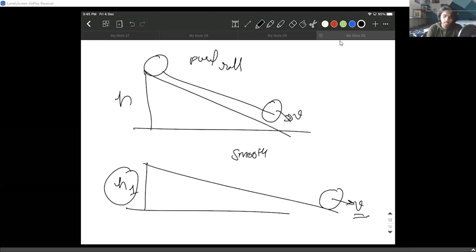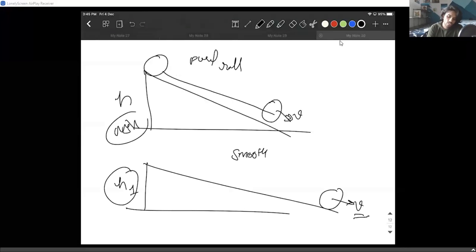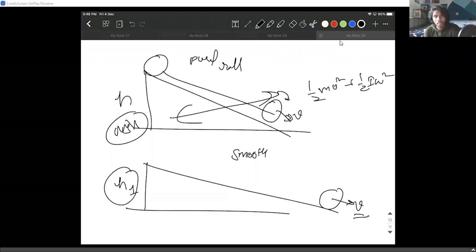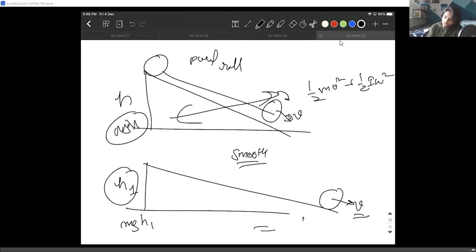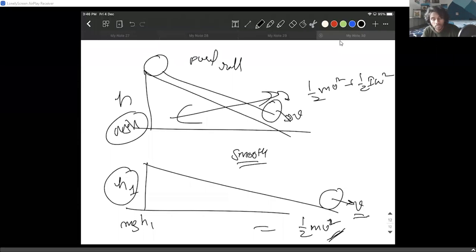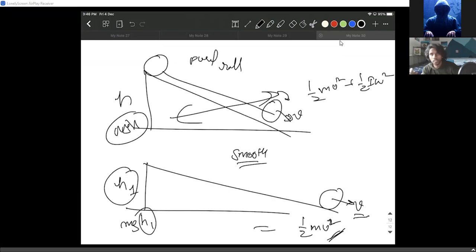It's a very simple thing. Here you write mgh, and since it is pure rolling, half mv square plus half I omega square. You equate these two. But in the smooth surface, you write mgh1. There is only half mv square. There is no rotational kinetic energy. So you solve this problem like this. Simply put every value in there and try to find the h1 value. I don't understand why someone found this question very difficult.